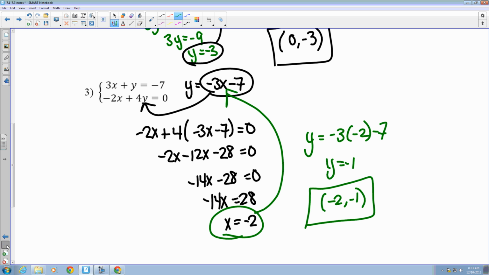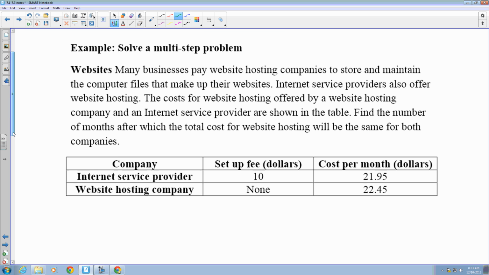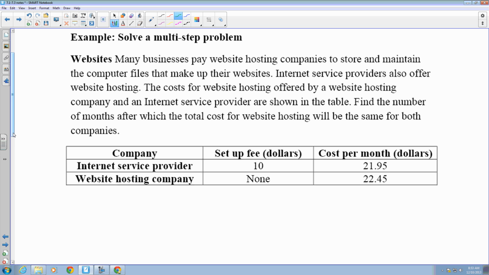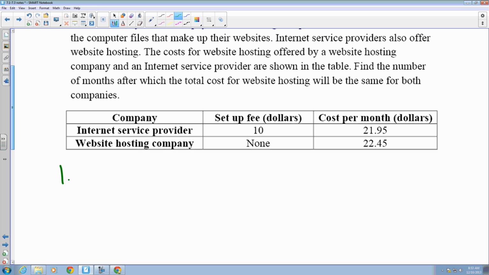Okay, now we're to the last page, which is the word problems. Many businesses may pay website hosting companies to store and maintain the computer files that make up their websites. It looks like the internet service provider charges a setup fee of $10, but then it's $21.95 a month, and the website hosting company does not charge a setup fee, and it's $22.45 a month. What we're trying to do is find the number of months after which the total cost is the same. So we'll have two different equations here. The first one for the internet service provider.